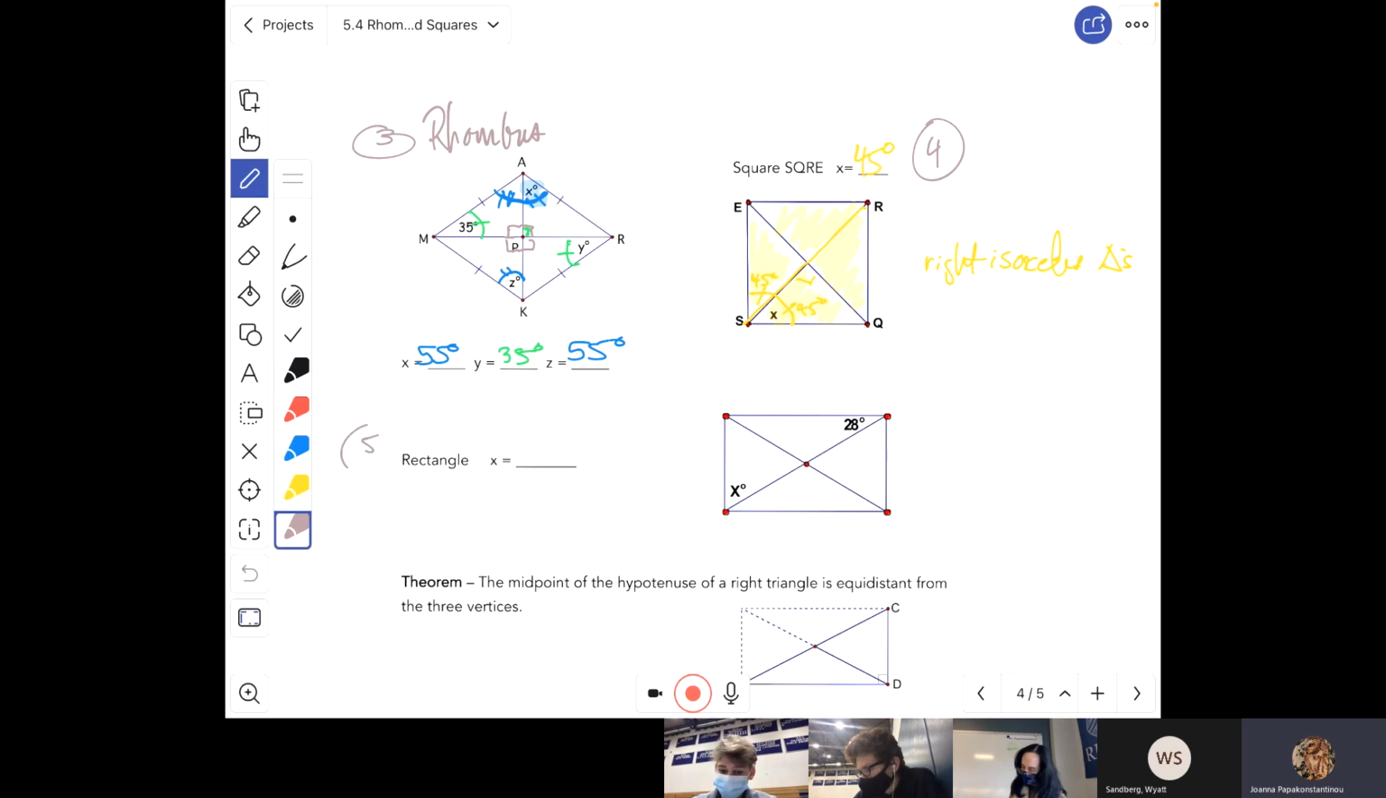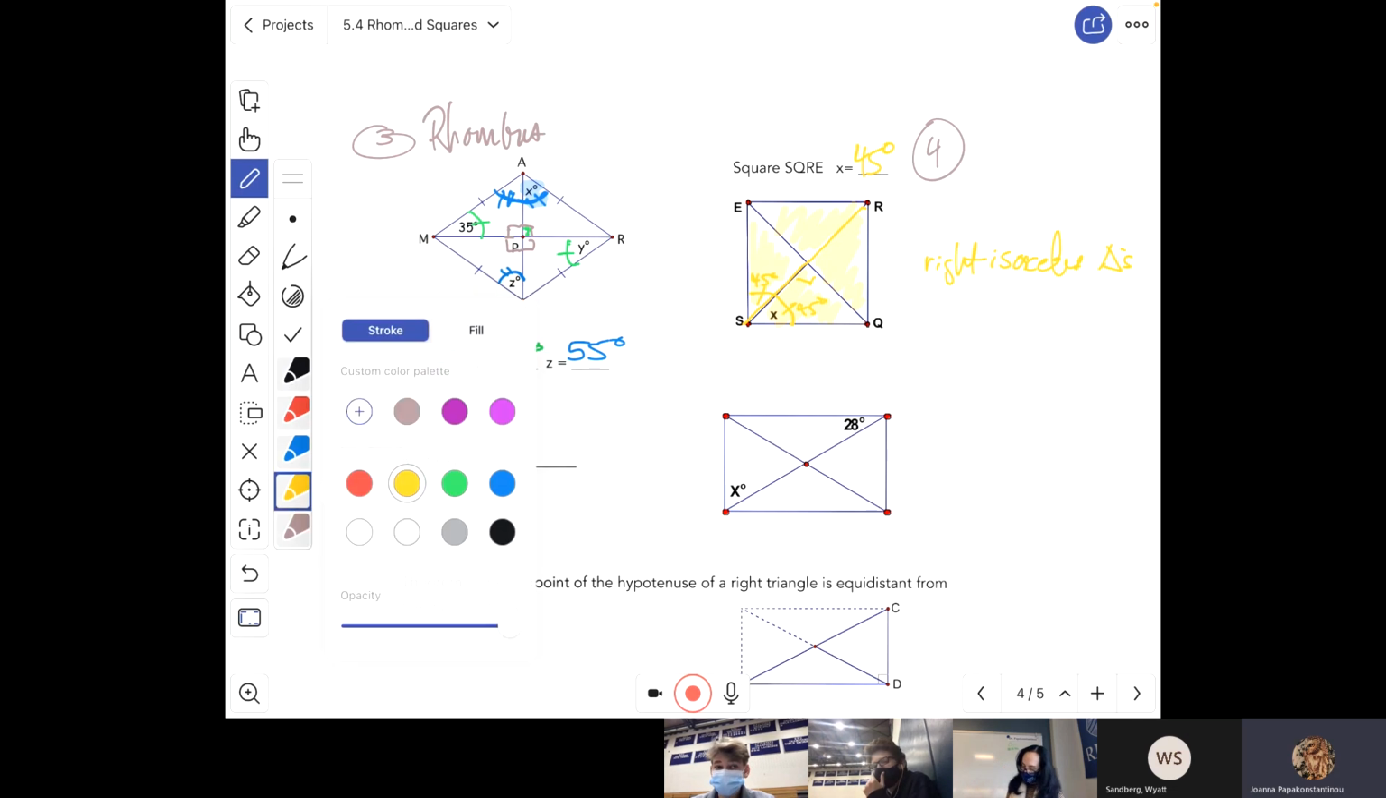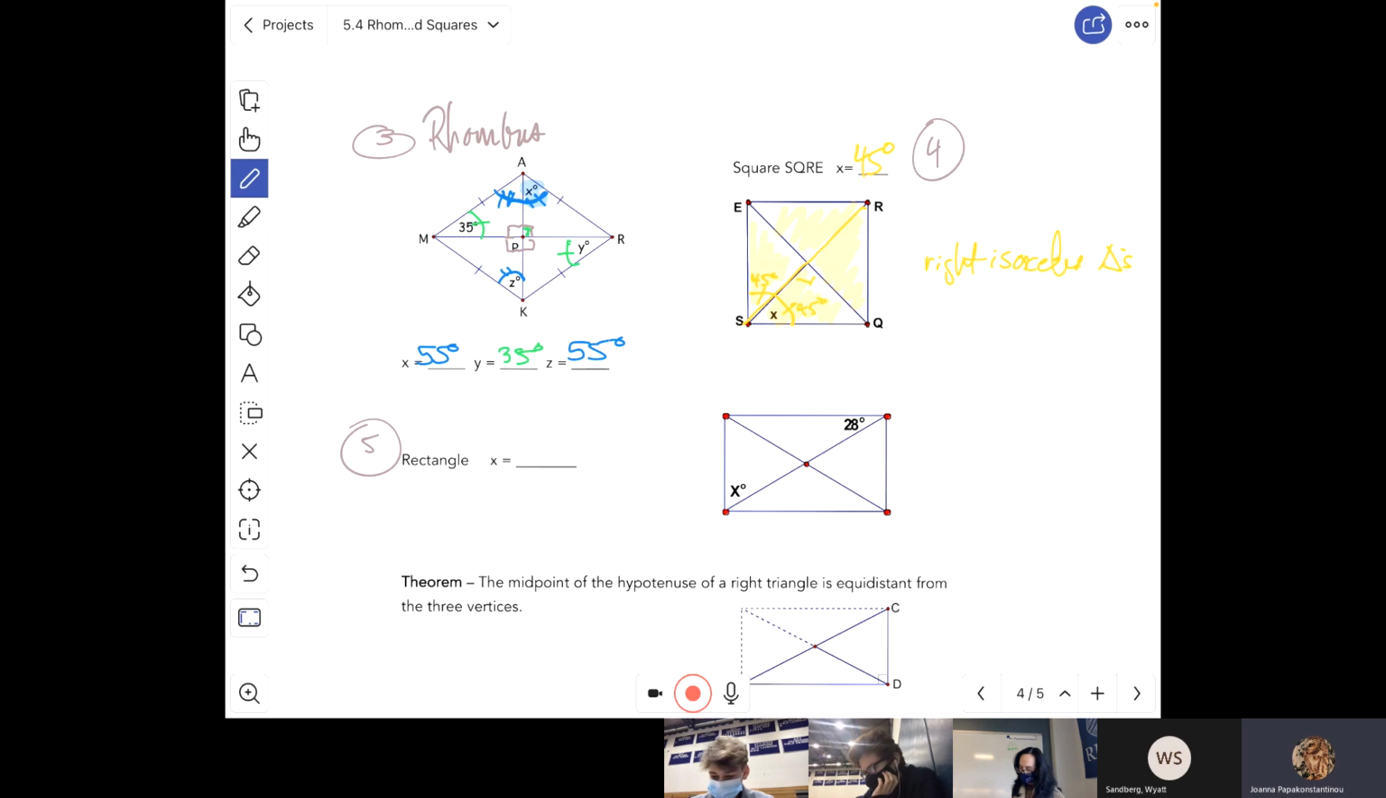Okay, let's look at the next example. I have a rectangle and I want to know what x is. What can you tell me? All the angles are right angles. Excellent. 62 degrees, yes. And again, we could do it a couple of different ways, right?